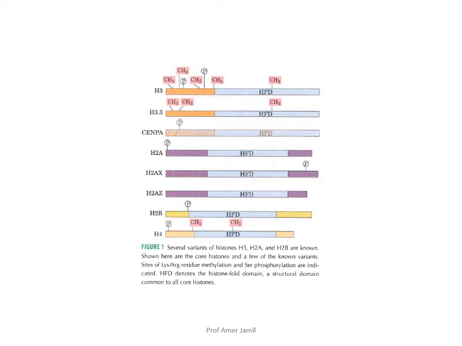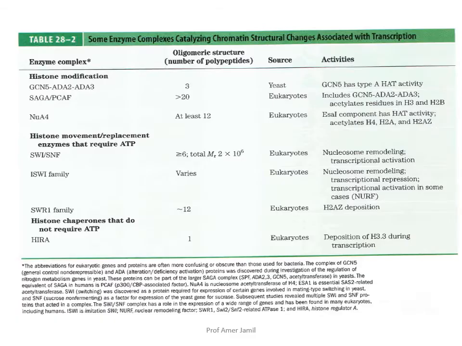And this is the modification of histones. There are different histone modifications such as methylation, phosphorylation. These two are shown here, and these are different types of histone modifications that exist. A few of these examples are here. There are more examples in nature. And these enzyme complexes actually catalyze chromatin structural changes associated with transcription. So these are the ones which are involved in histone modification.